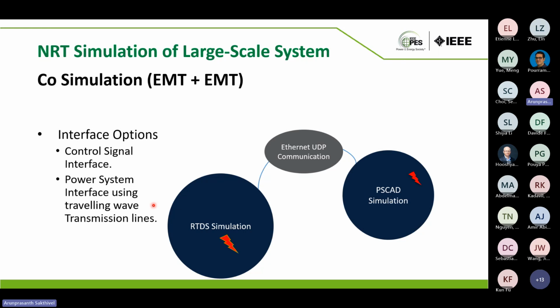And there is another non-real-time simulation option, which is a co-simulation between the RTDS and PSCAD. It is done through Ethernet UDP communication. So there are two options available. One is control signal interface or power system interface using traveling wave transmission lines. Again, this will be useful, let's say, if there is a vendor control that is already modeled in PSCAD simulation, we could easily interface that with the RTDS simulation using this method, but keep in mind that this is a non-real-time simulation.